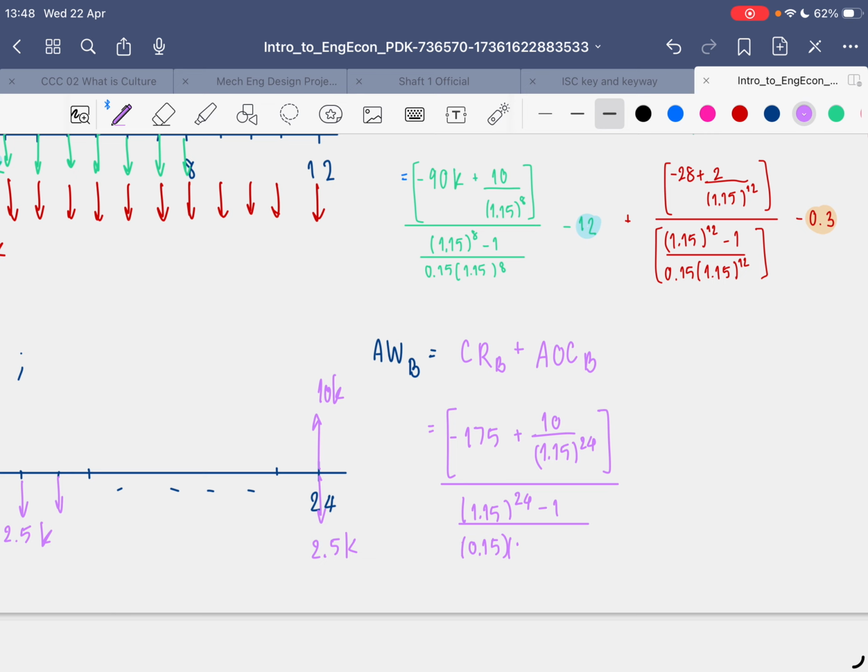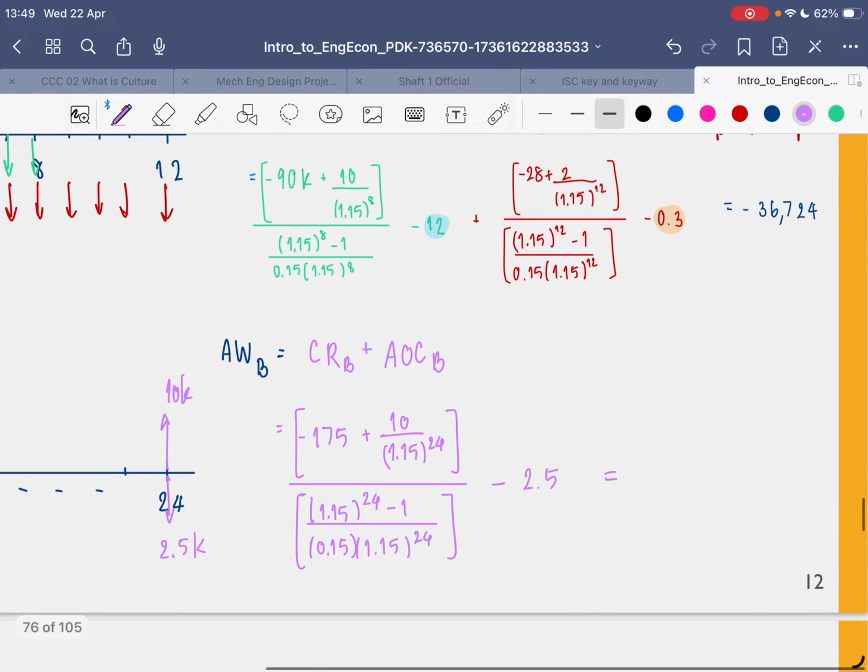The concepts are the same, right? Even though you have multiple sub-choices in the options, as long as you calculate the annual worth analysis, you don't need to calculate AOC or anything. It keeps repeating all the time.